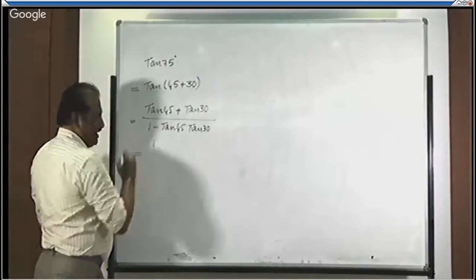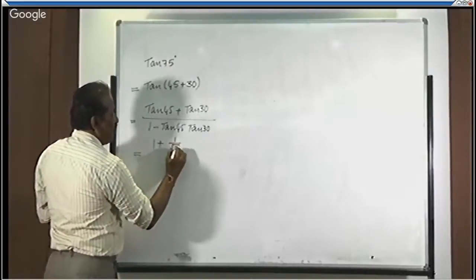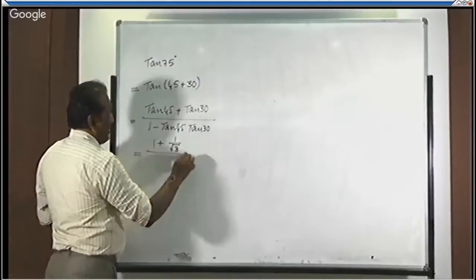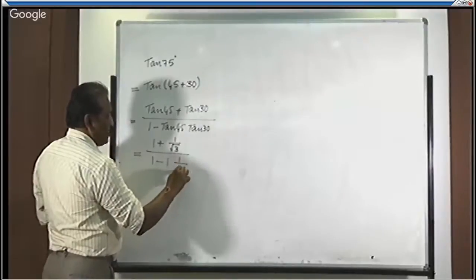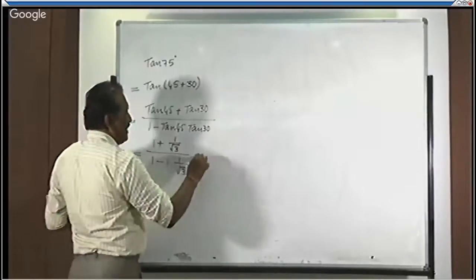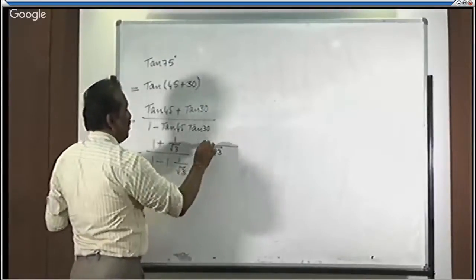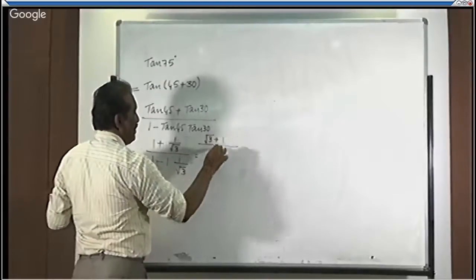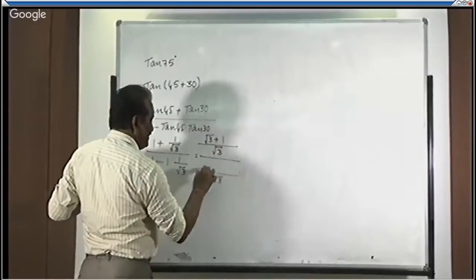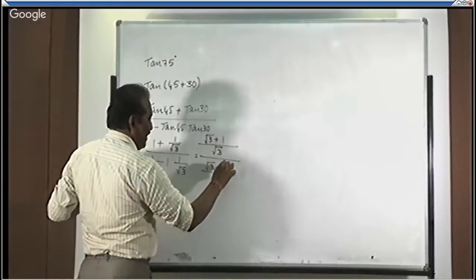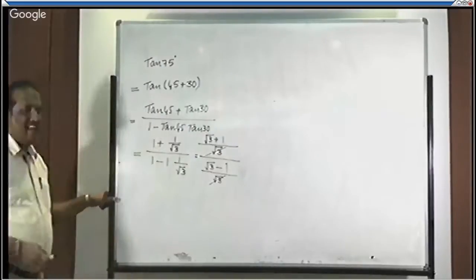Tan 45 degree is 1, plus we know that tan 30 degree is 1 by root 3, whole divided by 1 minus 1 into 1 by root 3. Right? Now in the numerator you can take root 3 as LCM. What you will get is root 3 plus 1, whole divided by, in the denominator also you can take root 3 as an LCM. You will get root 3 minus 1. So root 3 in the numerator and root 3 in the denominator cancel each other.